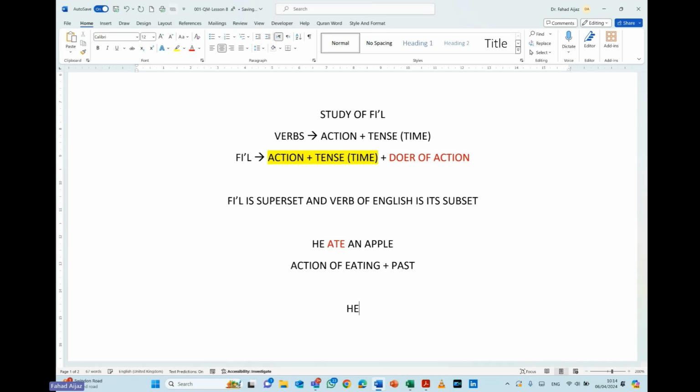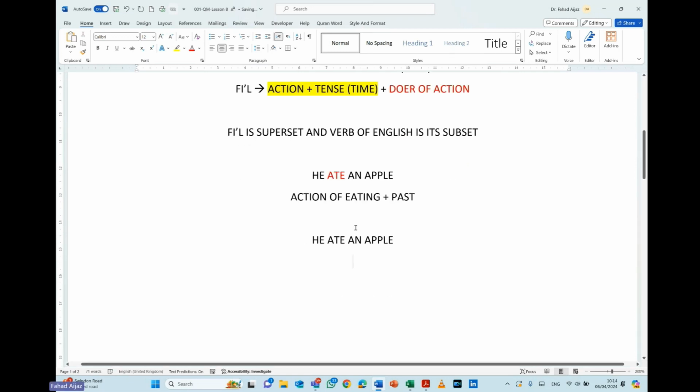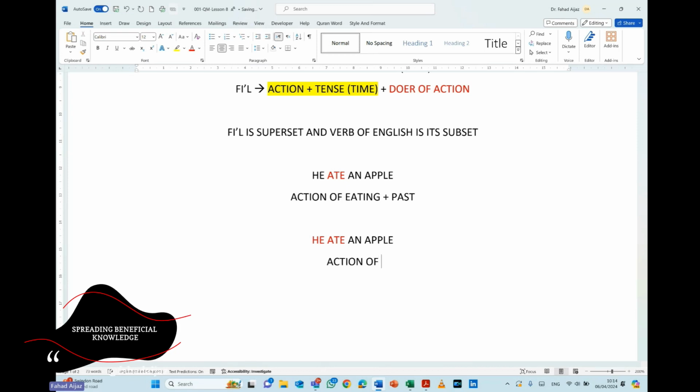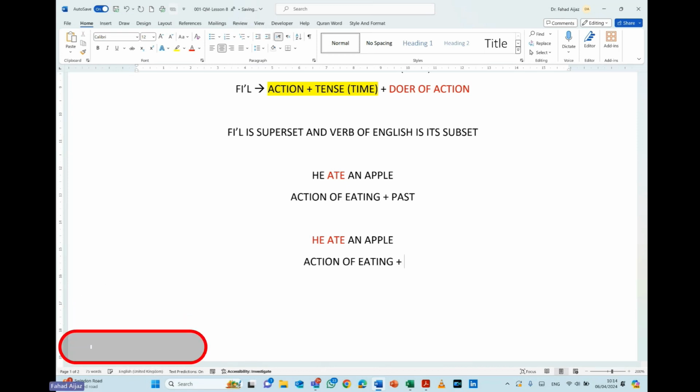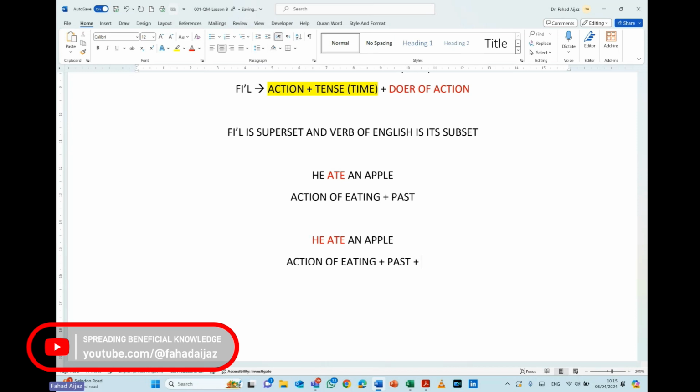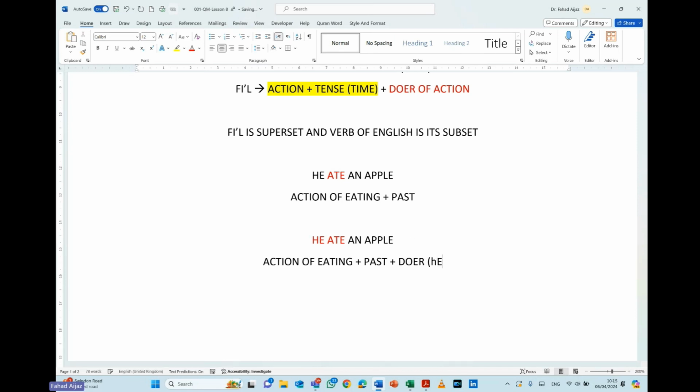Then you take the same sentence, "he ate an apple". When you talk about Arabic, you also have the doer of the action. Here, the doer is "he". Who ate the apple? He ate the apple. So "he ate", this entire thing is the fi'l. You have the action of eating, you have the tense, which is past, and you have the doer of the action, which is "he".